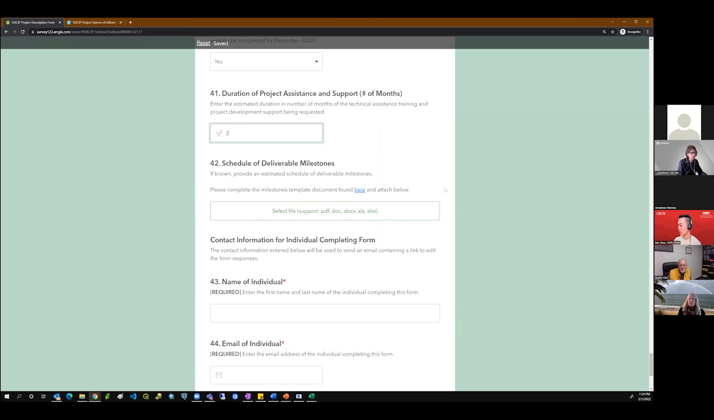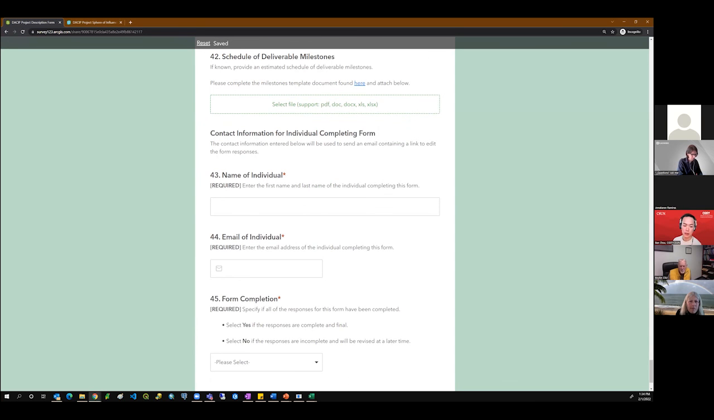And then this last section of the form is very important. As I mentioned in the beginning, you can put in contact information for either the person that's filling out the form or whoever you want to receive an email with a link to be able to edit the responses to the questions. So for this example, I'm going to put in my information, my email address.